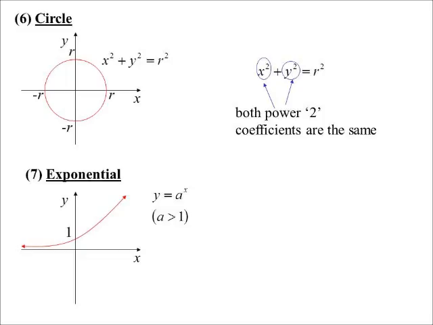Exponential. There's our basic one, a to the power of x. How do you recognise it? Well, that's a bit easy. You notice the pronumerals in the power. Okay, you've got some sort of exponential curve.